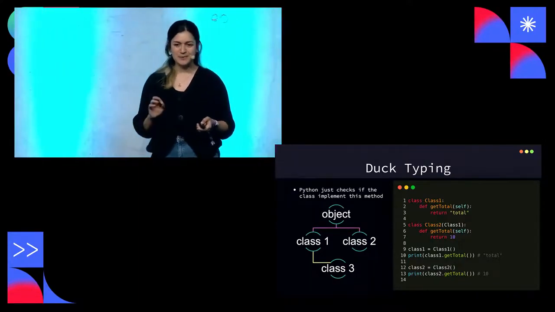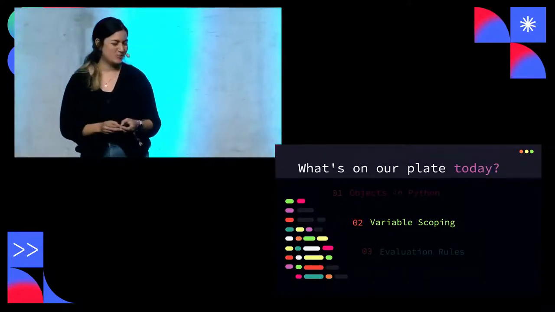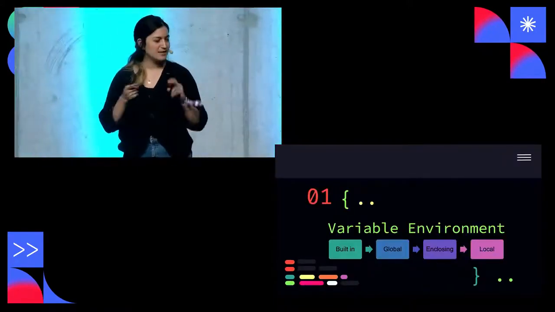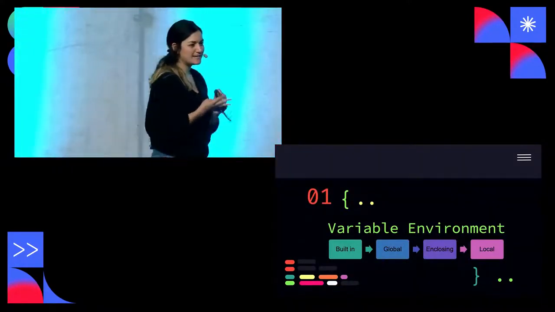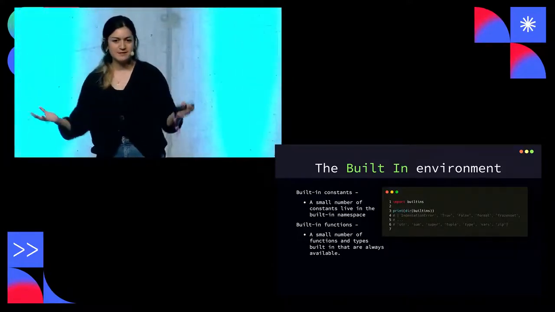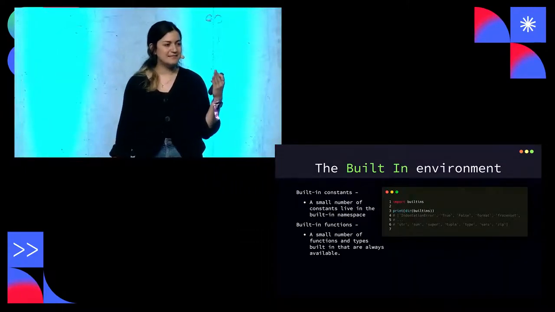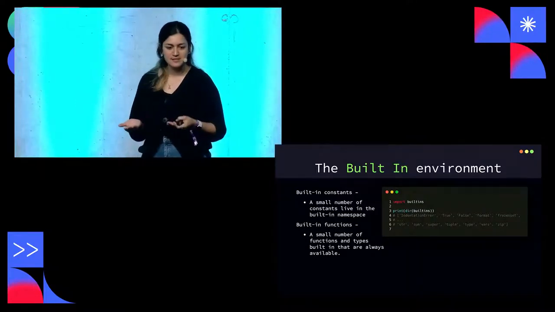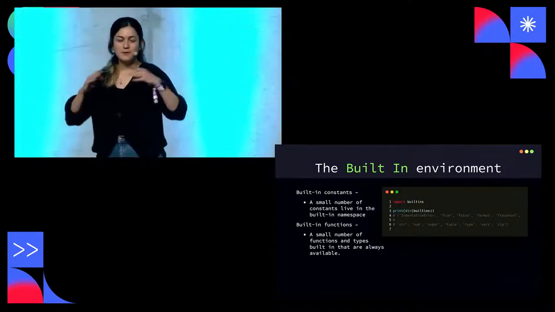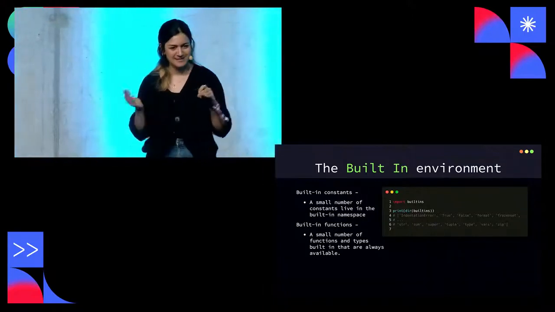OK, so once we covered these types, we can go to the next topic of this talk: variable scoping. In variable scoping, there are 4 main environments: the built-in, the global, the enclosing, and the local one. The built-in, if we start with that, is something you get for free. You don't need to do any import to get this, and it includes the built-in constants and the built-in functions.